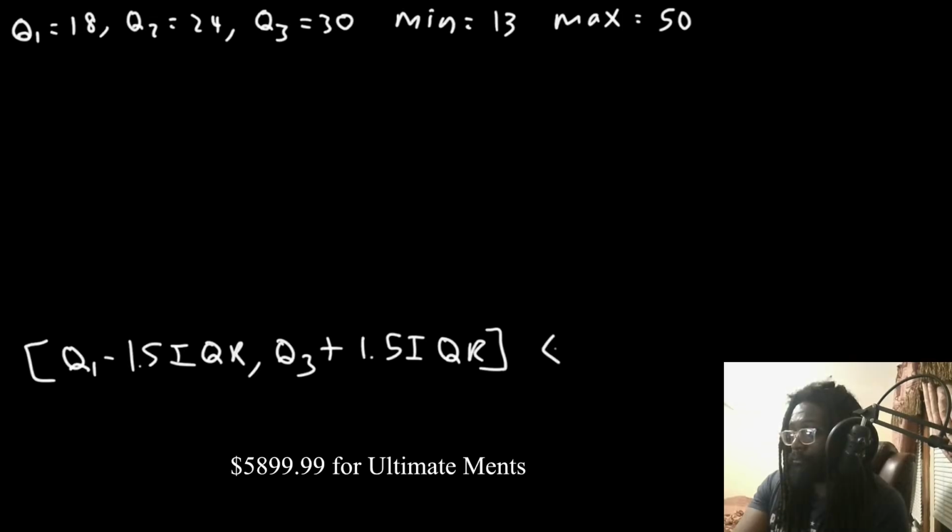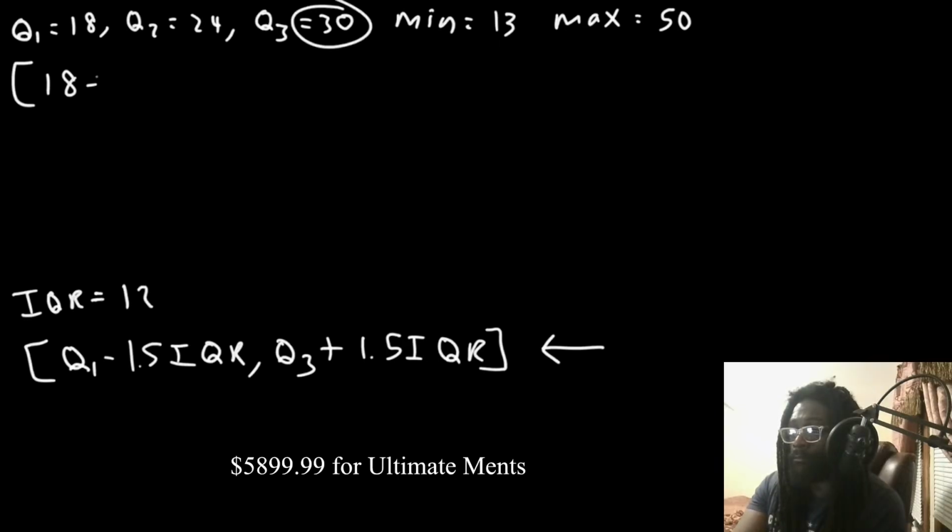So let's plug in what we know into this expression. Q1 is 18, and the IQR, I've got to write that down again. It was 30 minus 18, which is 12. So this is going to be 18 minus 1.5 times 12. And then Q3 is 30 plus 1.5 times 12.